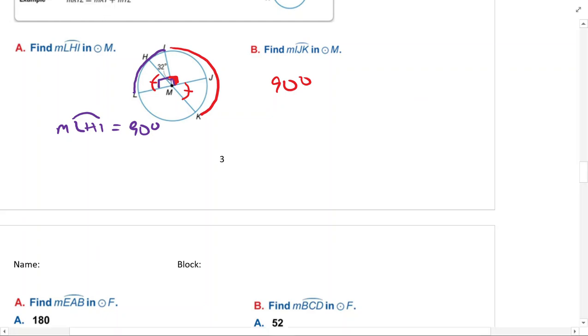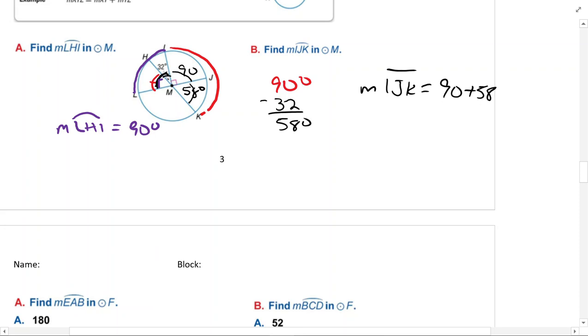Or we also know that if we look at 32 degrees plus 90 degrees plus this arc, all has to equal 180, and that would help us find it too. But if I look at this arc right here, this is 90 degrees. If I do 90 minus 32, I have 58 degrees. So this would be 58 degrees because of vertical angles. This is 90 degrees. So the measure of IJK would equal 90 plus 58, which would give us 148 degrees.